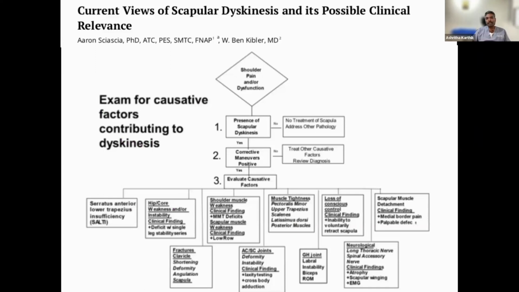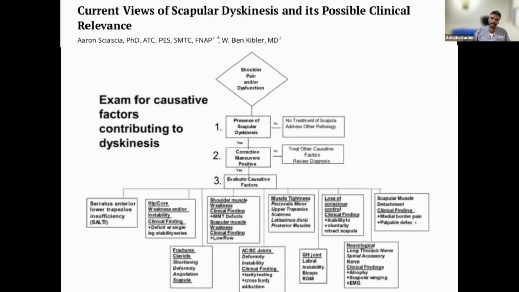Now, this is another paper which I'd like you to read. This is Aaron Sciascia's paper with Ben Kibler. This is again available free. This is the algorithm which they give. It's a little busy, but it's very, very easy. Any patient with shoulder pain, you rule out scapular dyskinesis. If scapular dyskinesis is present, how do you confirm it?